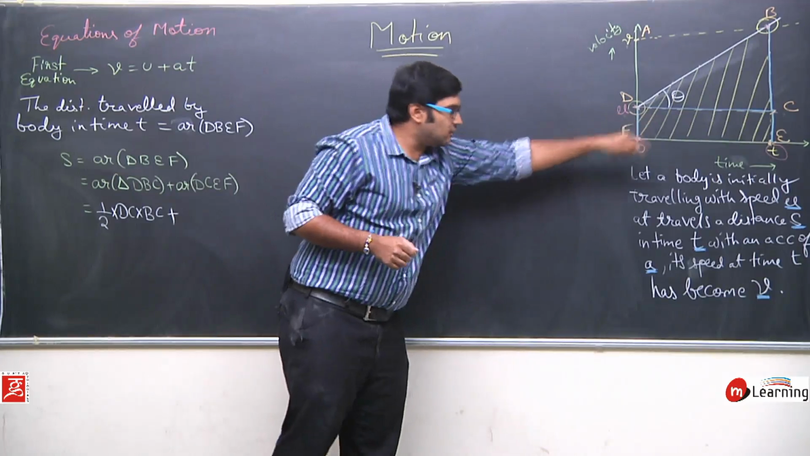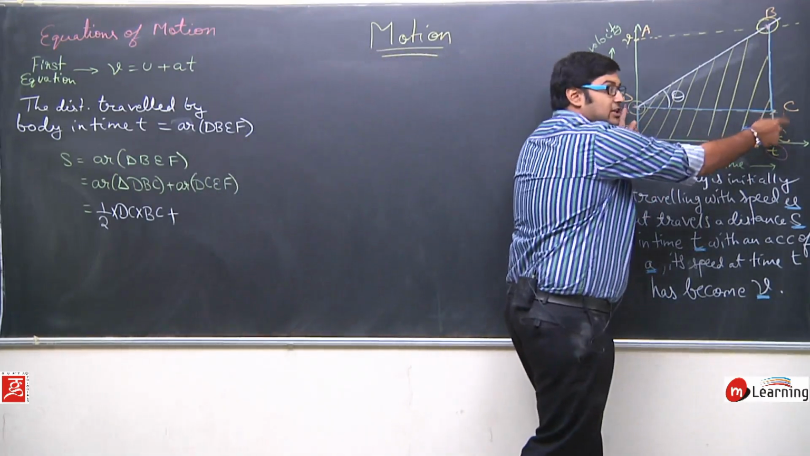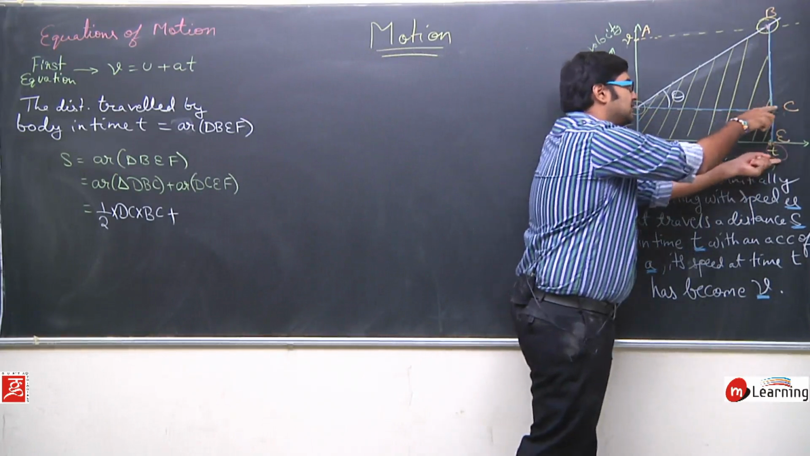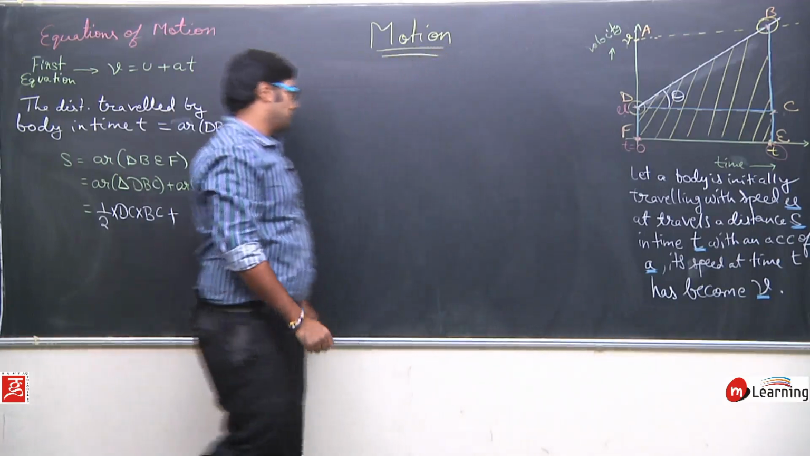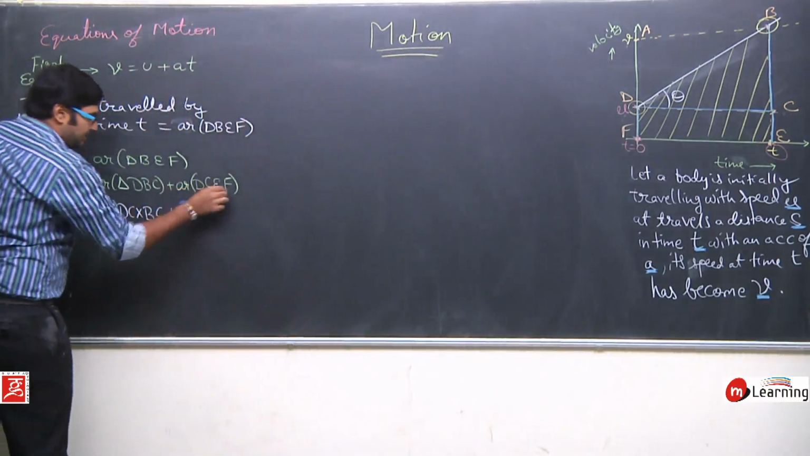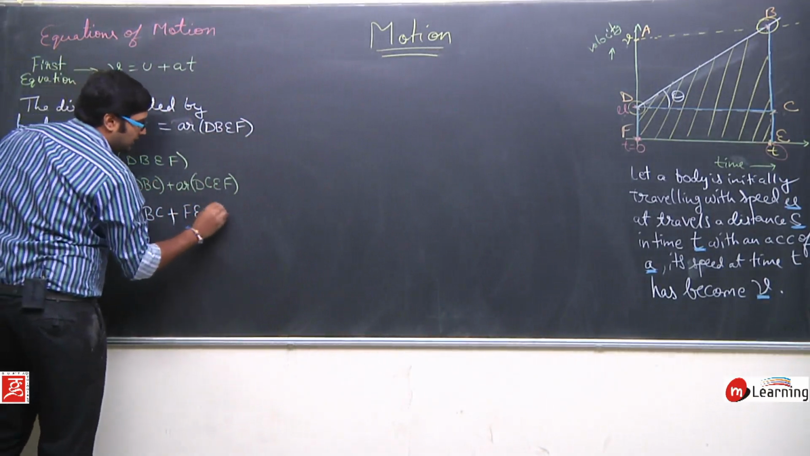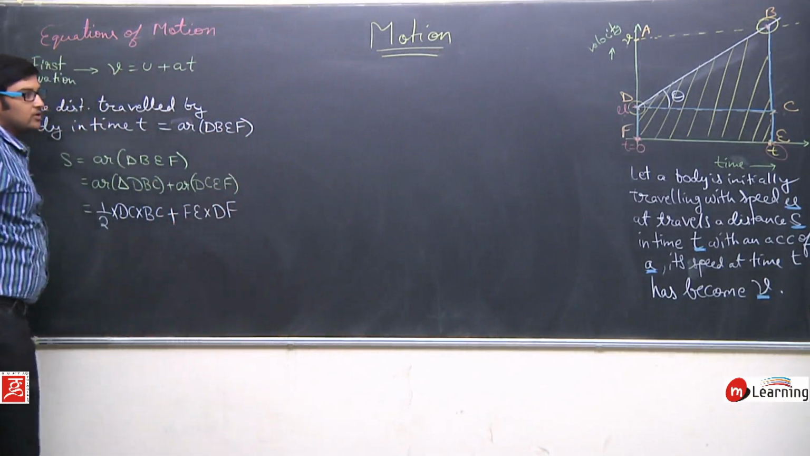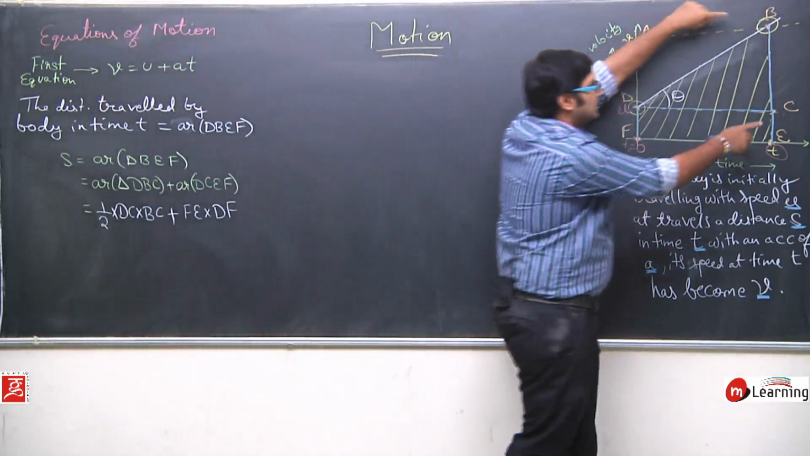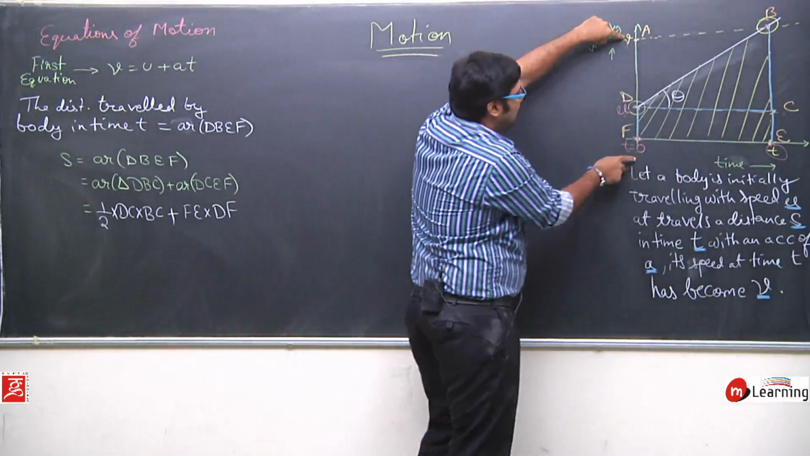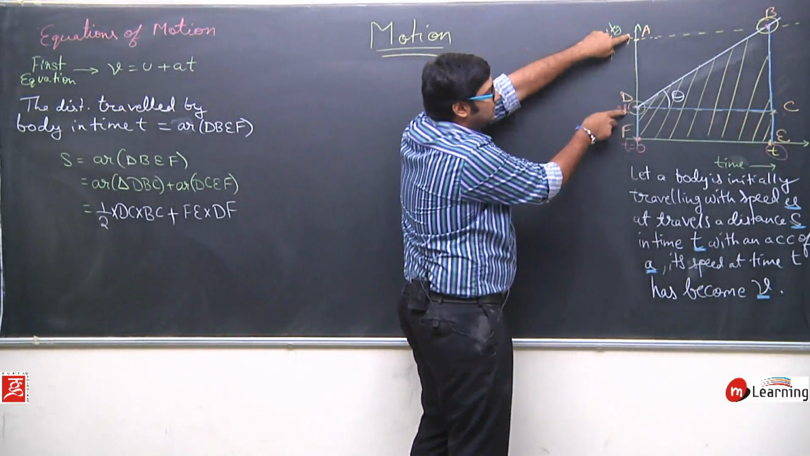Now what is the area of this rectangle? Area of rectangle will be length into breadth, that is DC into CE, okay, or you can say FE into DF. So this will represent the area of the rectangle: FE into DF. Now what is BC? BC is V minus U, okay. From this V, if I subtract U, I will get BC.